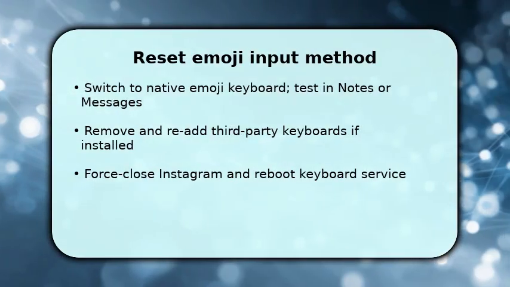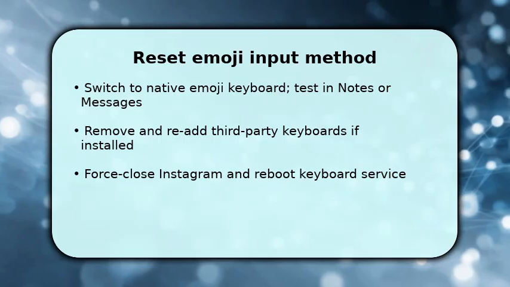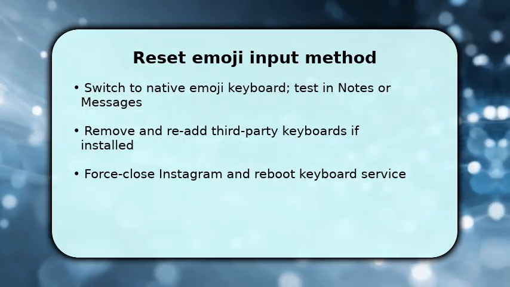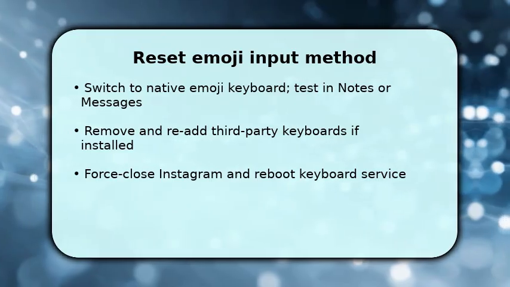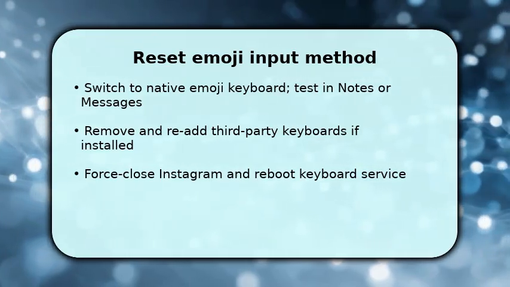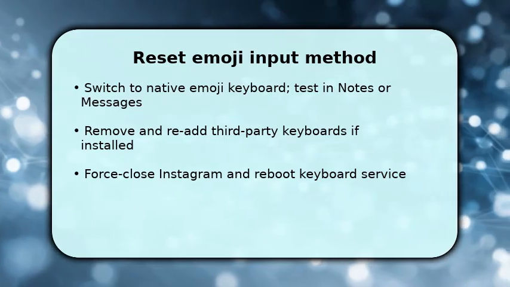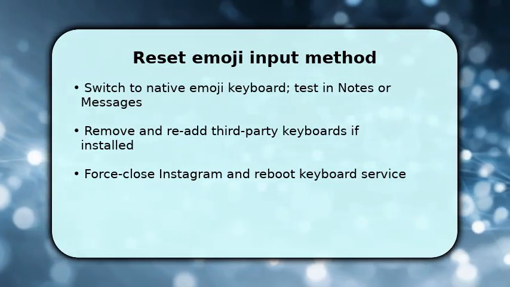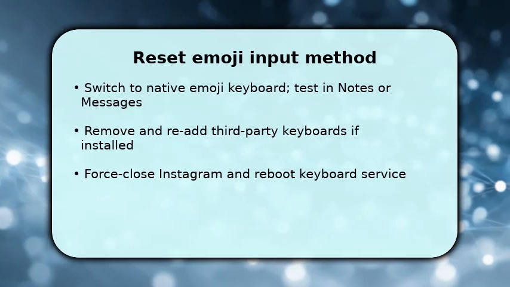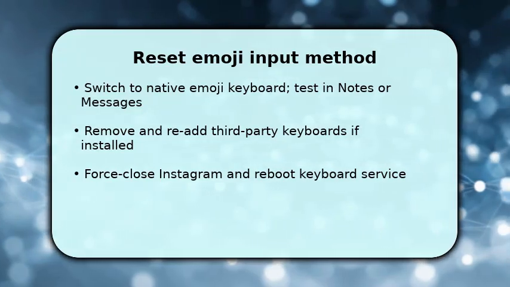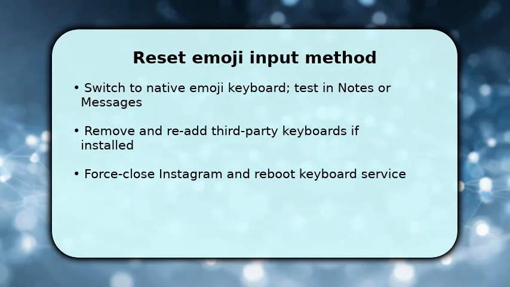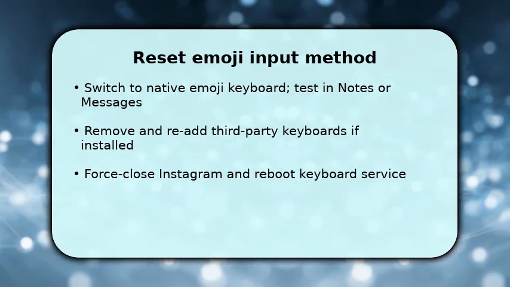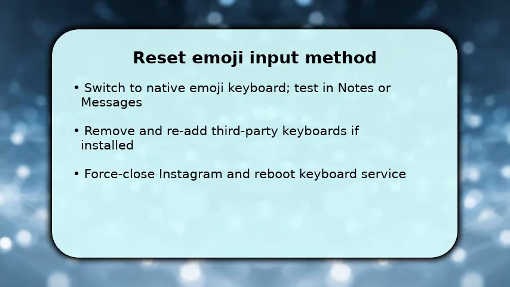Now reset how emojis are input so Instagram reads them correctly. Switch to the native emoji keyboard and type a few emojis in notes to confirm rendering. If they display, that's good. Remove any third-party keyboards and re-add them to reset permissions and encoding. Force close Instagram from the app switcher and then reboot the keyboard service by toggling keyboards off and on in settings. These steps ensure the emoji picker and input encoding align with Instagram's expectations.